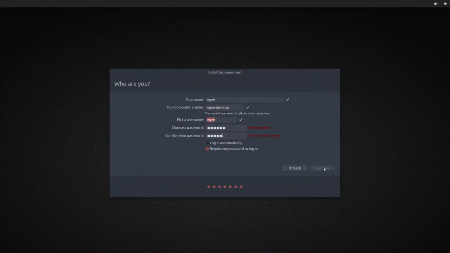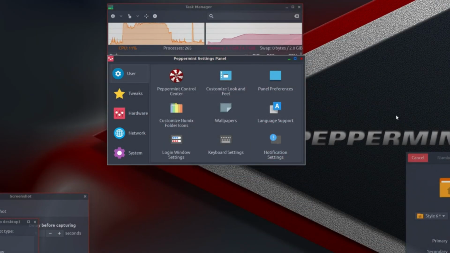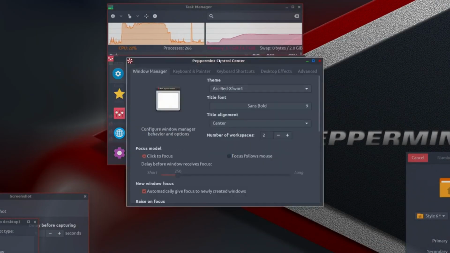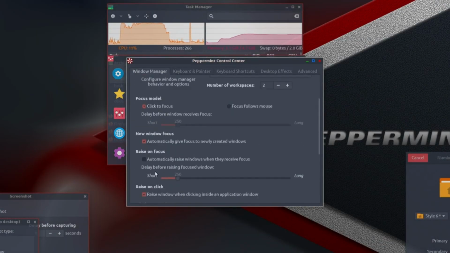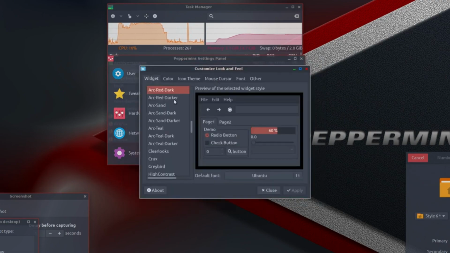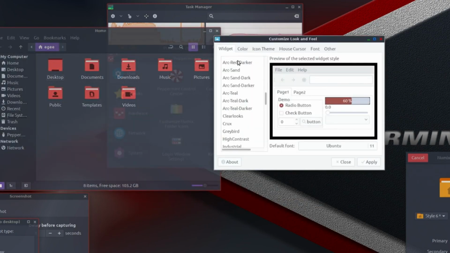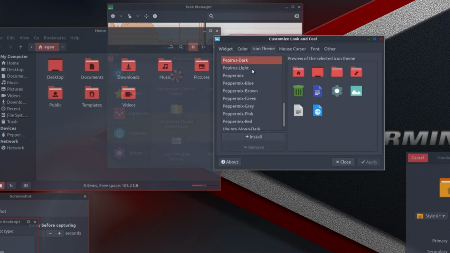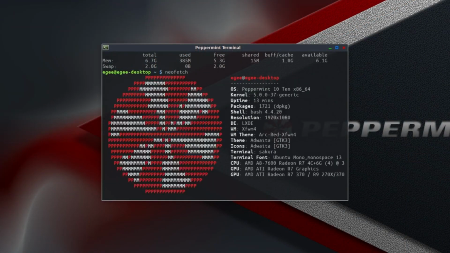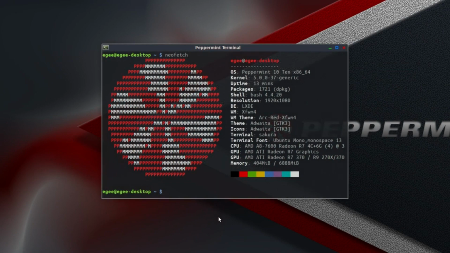Worst Branding: Peppermint OS. Now, I was pleasantly surprised at just how cool Peppermint OS was. It's super lightweight and has its own tools and special sauce, but the branding just isn't good. For starters, Peppermint? The distro isn't even based on Linux Mint, and the logo is just way too similar to the Umbrella Corporation logo from Resident Evil, which is a very popular logo if you're familiar with the massive Resident Evil franchise.